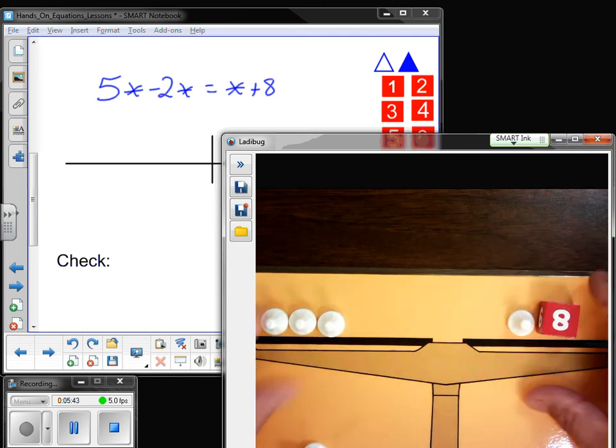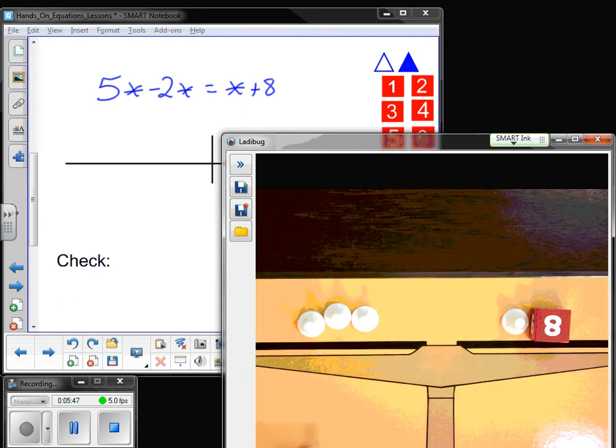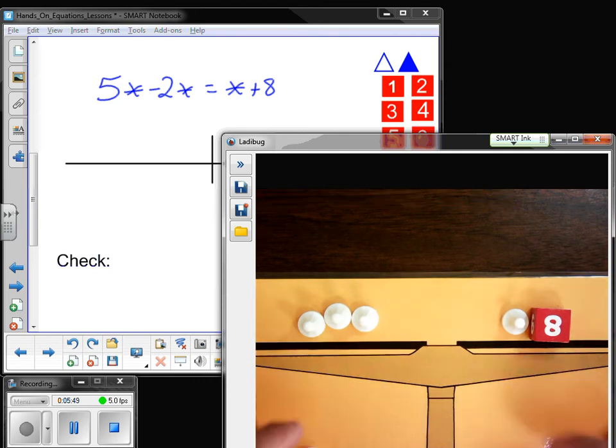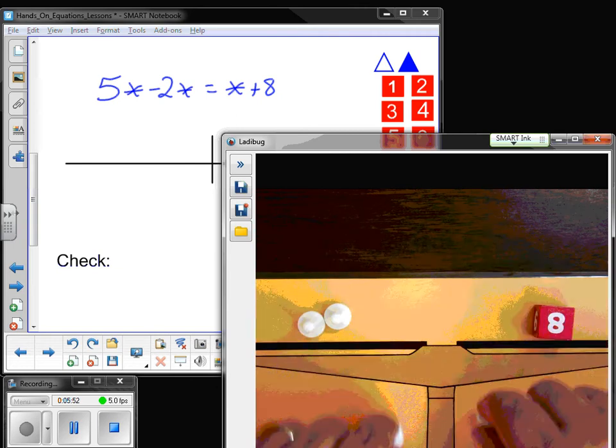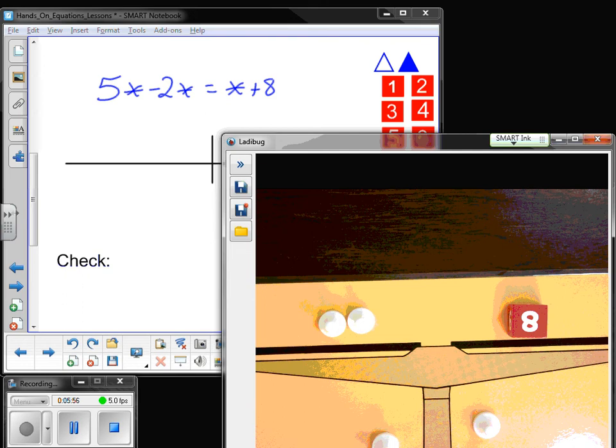So you're going to set up like that. So I got 3 stars and a star and an 8. Because I had the 5 stars, took away 2 stars. Well, now I can move 2 stars off the grid right now so I can work at it. So I got 2 stars equaling an 8. Star must equal 4.